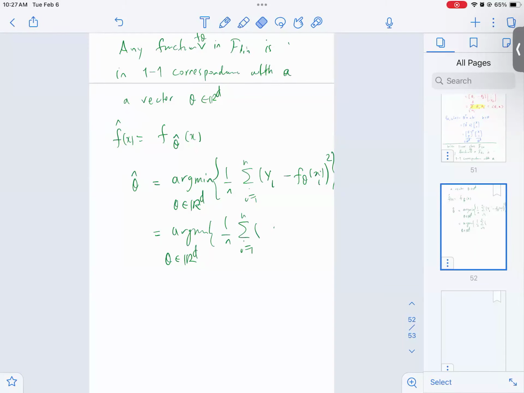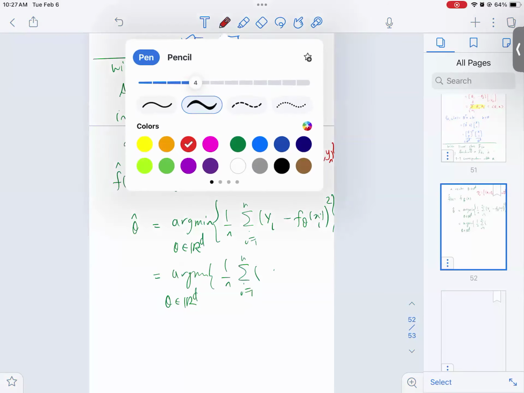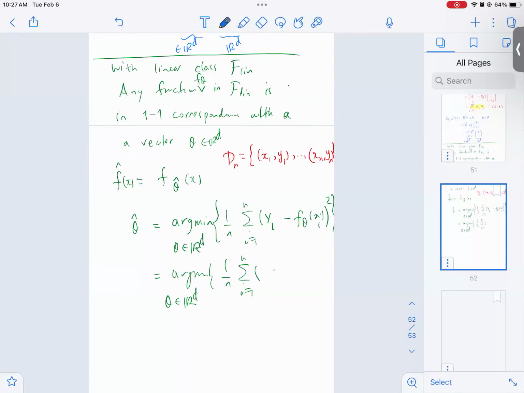At this point, I usually write the training data with lowercase symbols. It's a little bit hard to see in writing, but for most of the future developments, things are small. These are realizations of training data. Rather than writing it as random variables, it's a little bit easier to do this, or more natural.